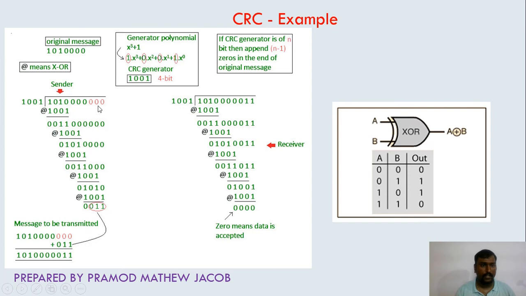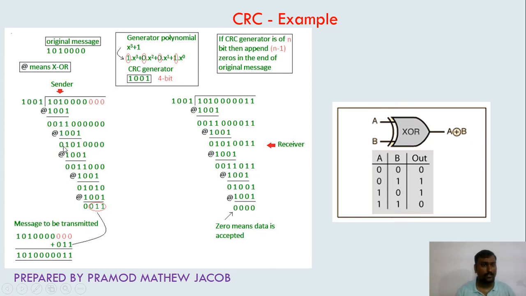Just write down these values. Then check for the first bit which has the value 1. So this 0 is discarded, this 0 can be discarded. So the starting value is from here. Below that particular bit, write again the CRC generator value, 1001. Then again perform the XOR operation.